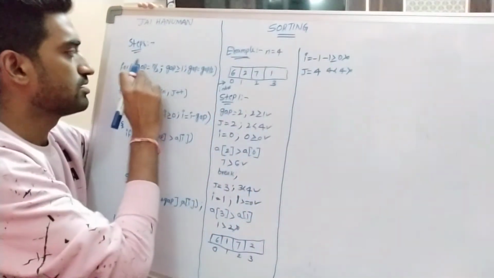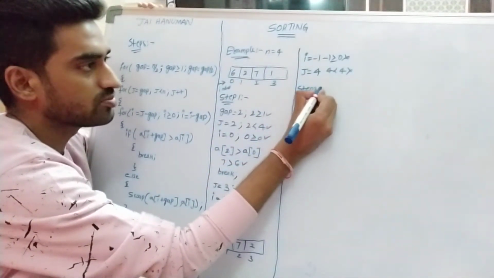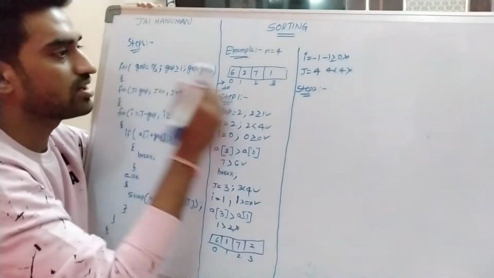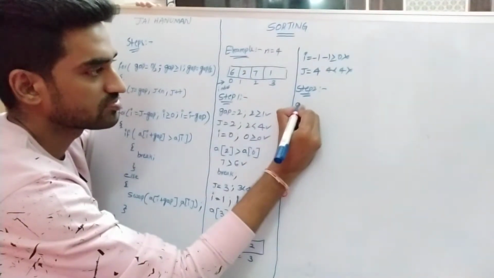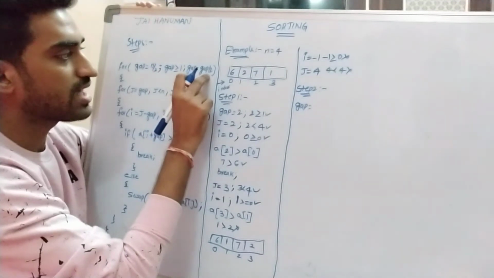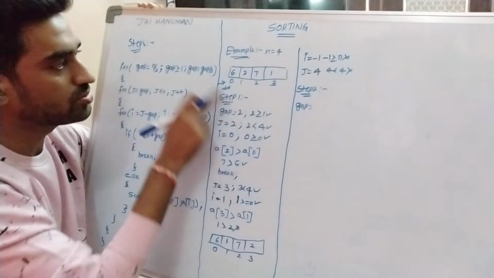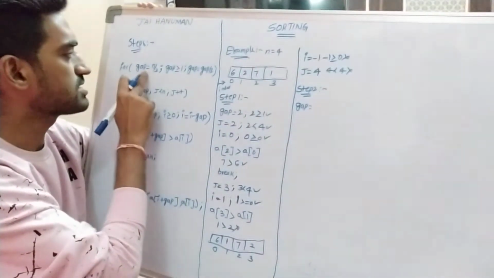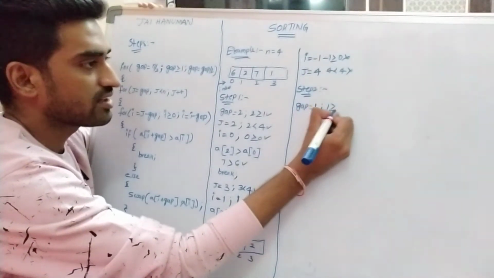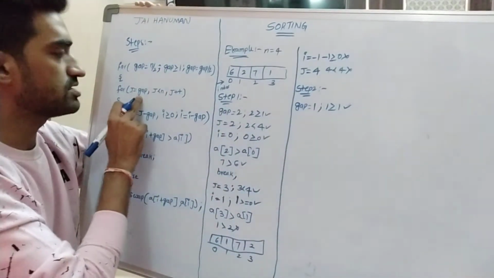Once control reaches the gap loop, we enter step 2. In step 2, we calculate the gap value. Gap is equal to gap by 2. In the previous step the gap value was 2, so 2 by 2 is 1. That value is assigned, so gap is equal to 1. 1 greater than or equal to 1, condition is true. Then we enter this loop.